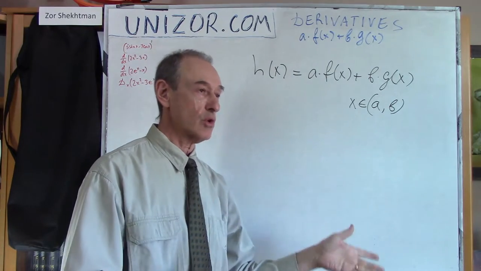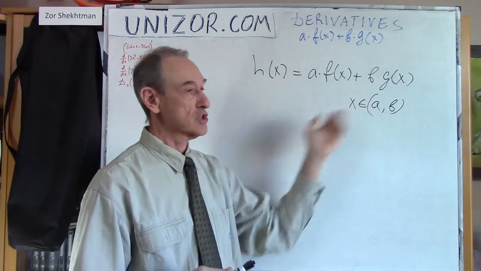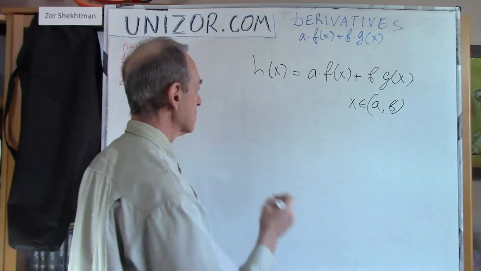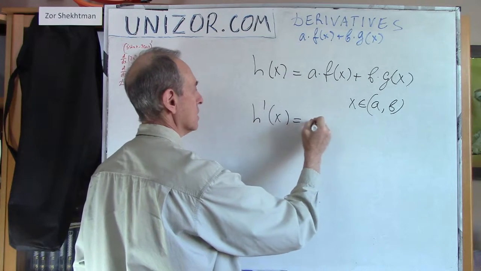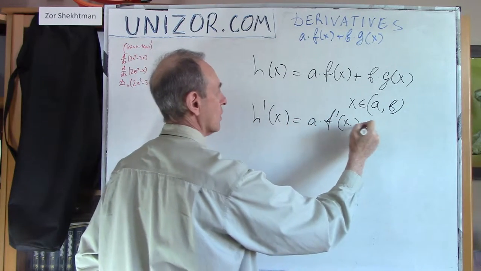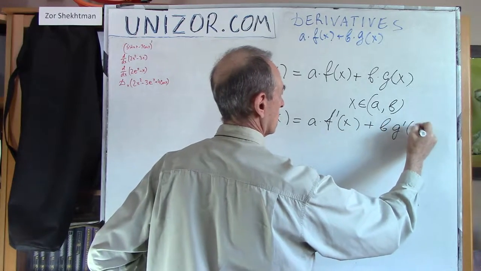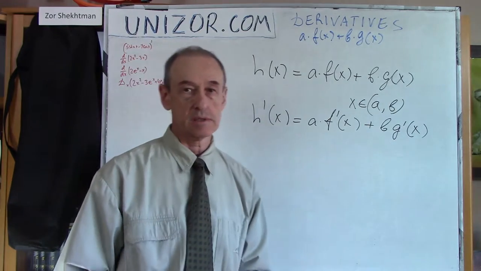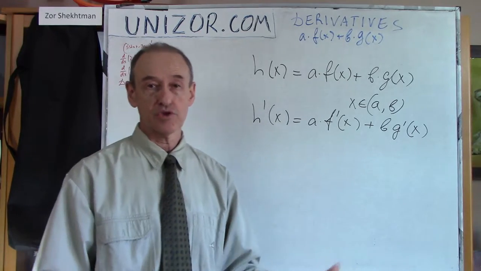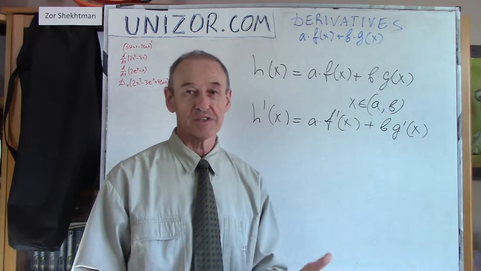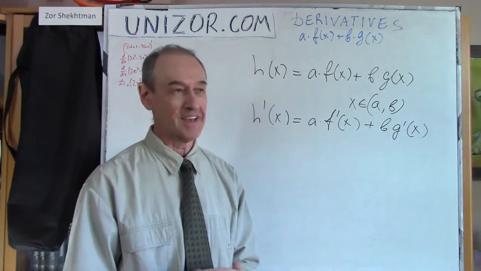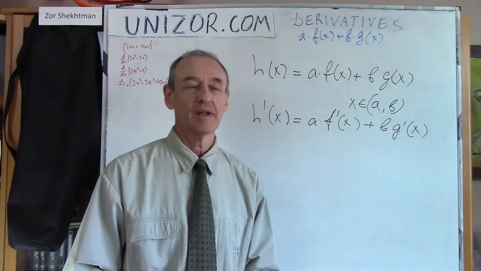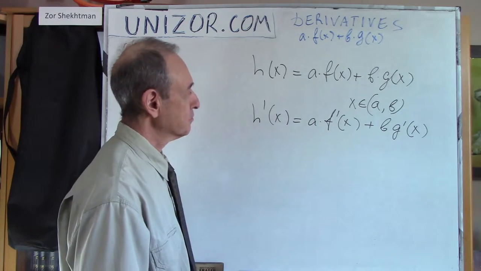Now, here I can talk about function h, which is also defined on this particular domain. And my statement is that the derivative of the function h is the same linear combination of derivatives of functions f and g, exactly the same linear combination which has the same coefficients as original. So this is basically a theorem which I'm going to prove. Well, it's extremely easy thing, and it doesn't really deserve maybe such a great name as a theorem, but anyway, it's a statement which I'm going to prove. And the proof is actually very easy.